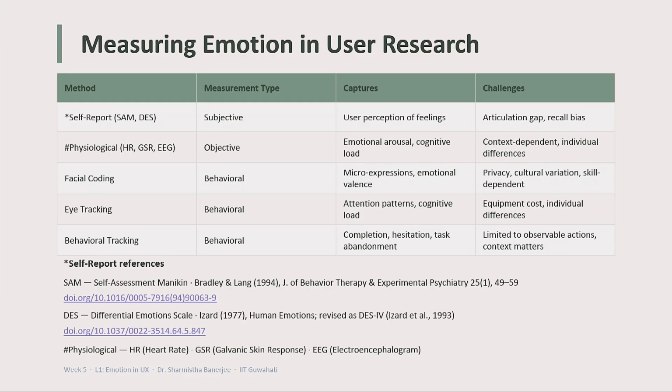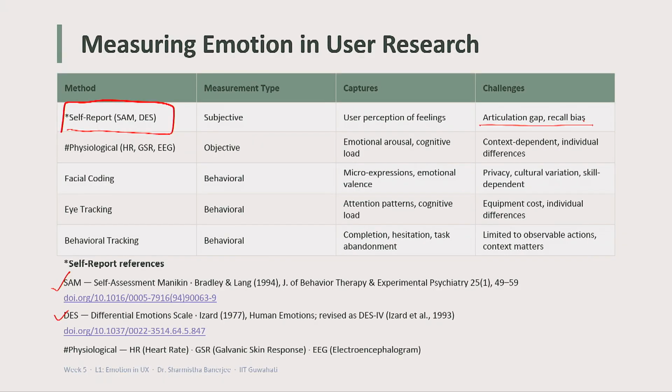So now coming to how do we measure emotions when we are trying to do user research. There are many methods. There are self-report methods, tools called SAM and DES. You can look up these tools in these links. They are subjective measurement tools. They try to capture users' perception of feelings. So you can deliver these tools to your users and try to assess their perception of their feeling from a particular activity. However, there are certain problems. There is an articulation gap, and there are also recall biases depending on what method you are using.